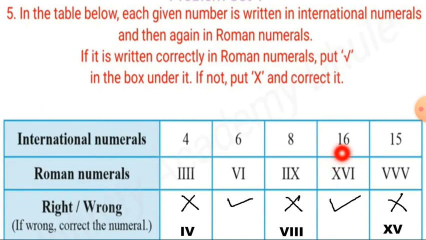Then next is 16. How we write 16 in Roman numerals? Yes, XVI. So it is correct. Put the correct sign. Then the last column is 15. Do we write 15 like this? VV. No. V cannot be repeated more than one time. So it is wrong. So down, see, the correct answer is written XV.